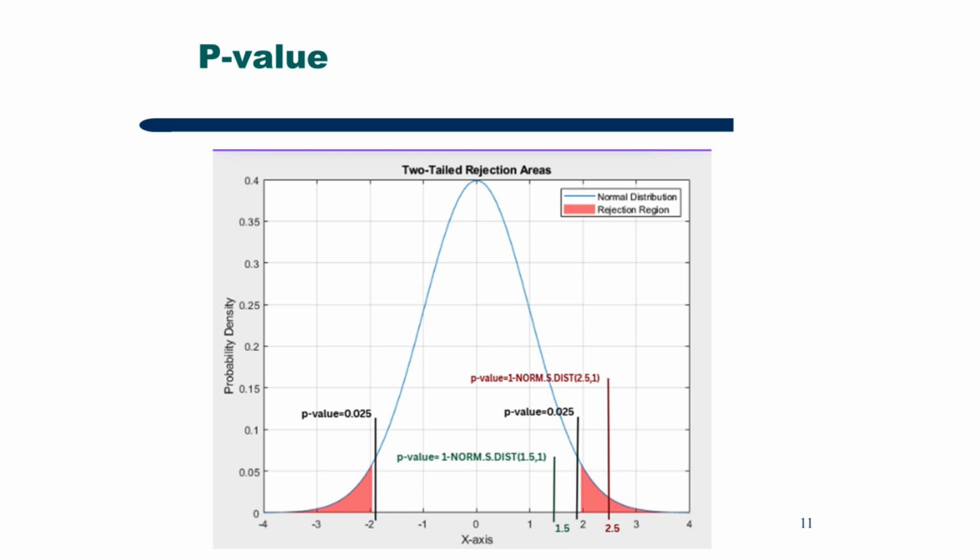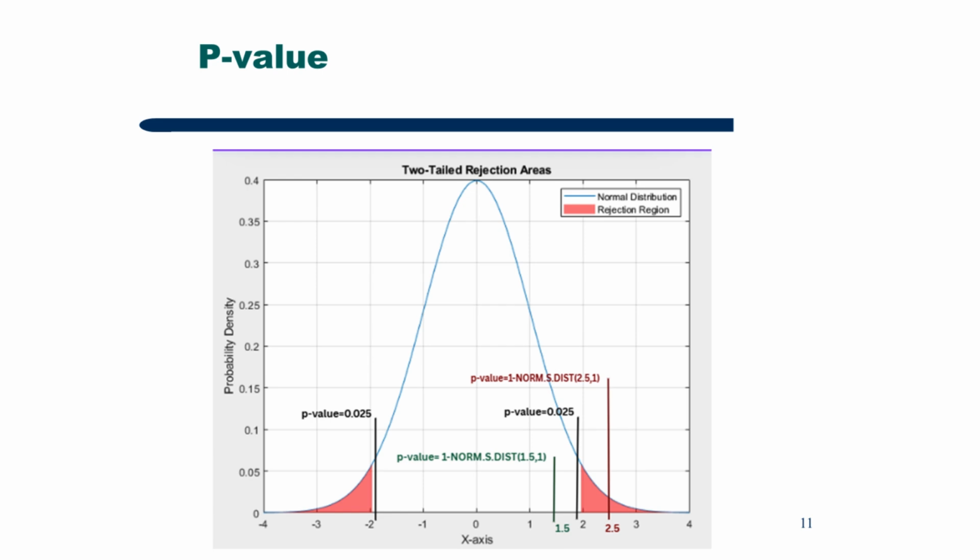P-value for any particular value of z, say 2.5, as shown in the figure, is the cumulative probability towards the right from the line shown, calculated as 1 minus the cumulative probability up to z equals 2.5 from minus infinity. P-value for any particular value of z, say 1.5, as shown in the figure, is the cumulative probability towards the right from the line shown, calculated as 1 minus the cumulative probability up to z equals 1.5 from minus infinity.